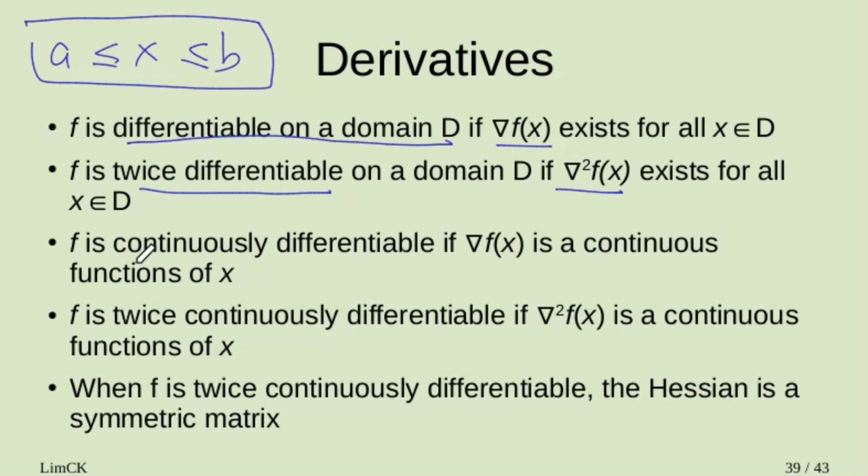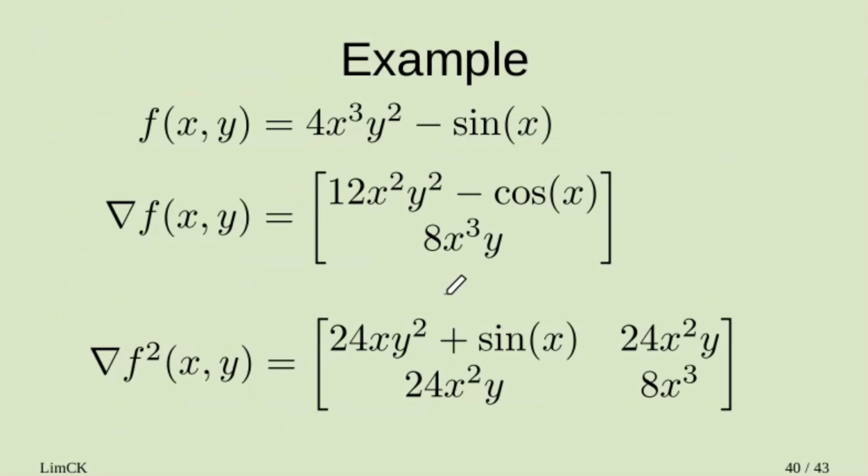When we say this is continuously differentiable, that means the result of the differentiation is a continuous function. When we say this is twice continuously differentiable, that means the second derivative is a continuous function. When this is true, the Hessian is a symmetric matrix. Okay, let's look at this example.